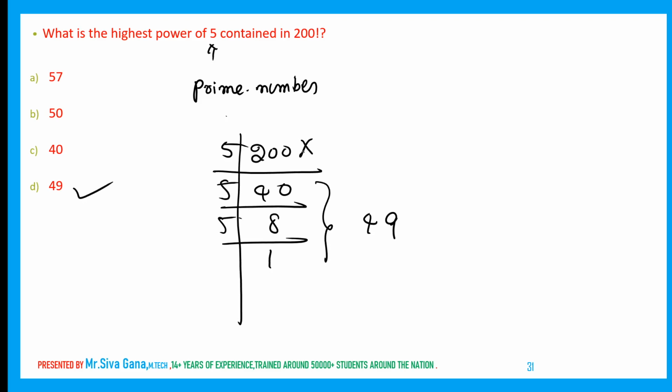Except this one, the remaining is the sum. This is the way of finding the highest power or maximum power of any given prime number in the given factorial.